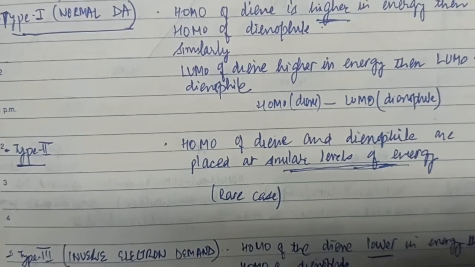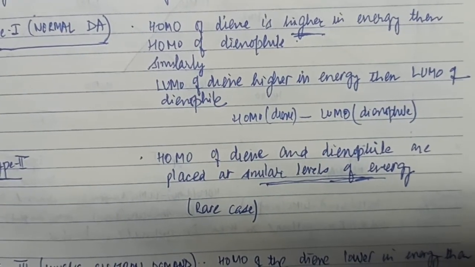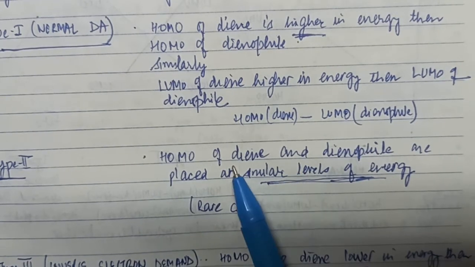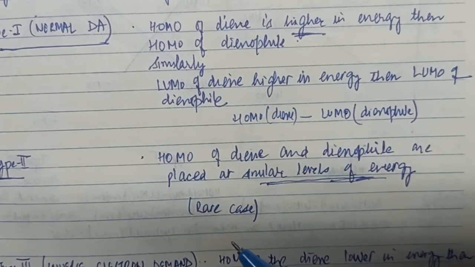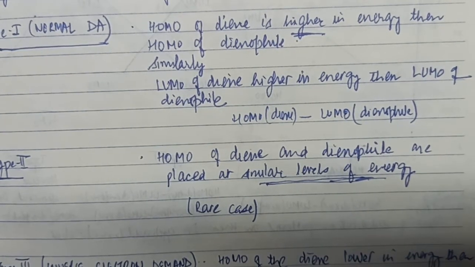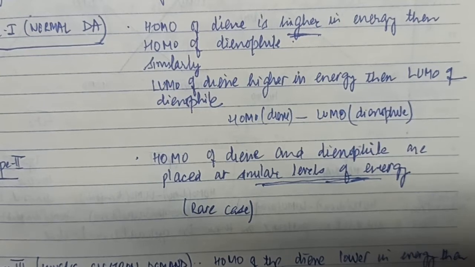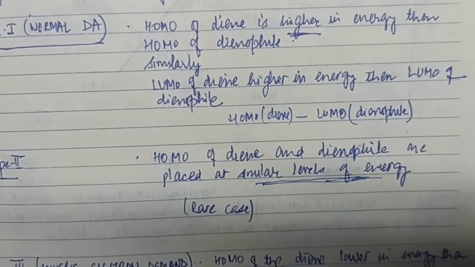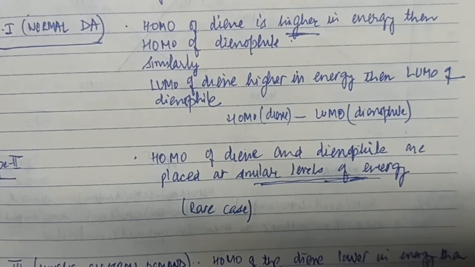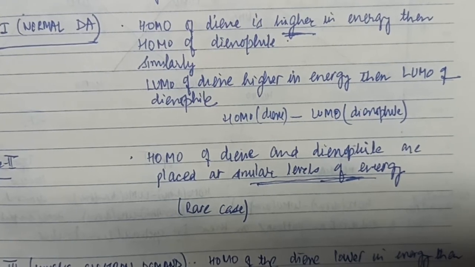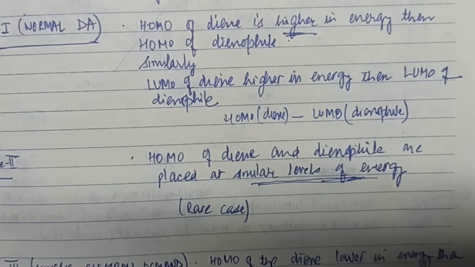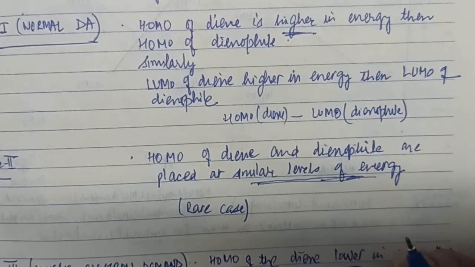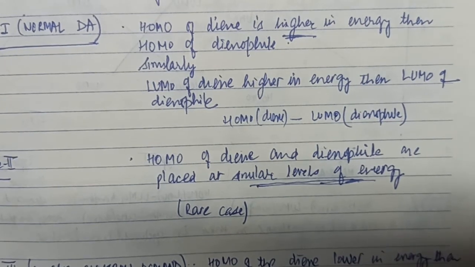Type 2, the second category of Diels-Alder reaction. Well, this is a rare case, but it is a case in which both the HOMO of the diene as well as the dienophile are placed at the same energy levels. Similarly, if the LUMO of the diene and dienophile are placed at similar energy levels, then we say this is the type 2 category. It is a rare case, but if the HOMO of the diene and HOMO of the dienophile are at the same energy level, and the LUMO of the diene and LUMO of the dienophile are at the same energy level, this would mean that the HOMO-LUMO interaction of either the HOMO of the diene with the LUMO of the dienophile or the HOMO of the dienophile with the LUMO of the diene would have equal energy gaps and would be equally contributing.